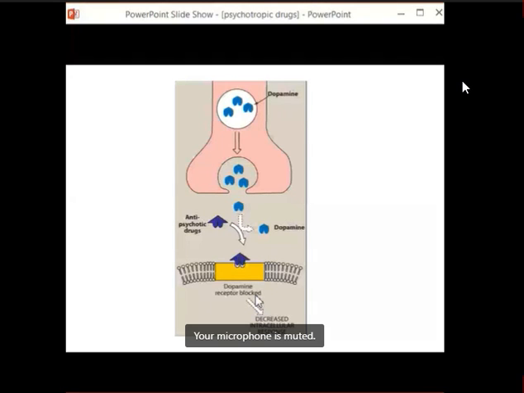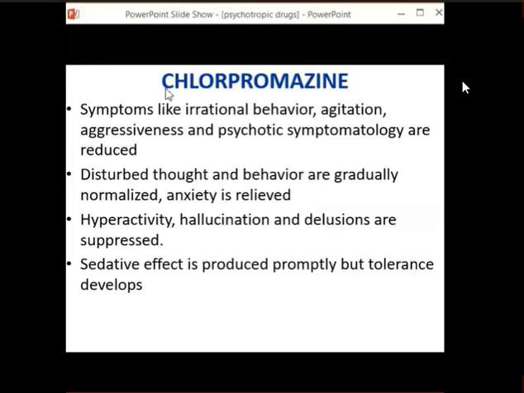So symptoms like irrational behavior, agitation, aggressiveness, and psychotic symptomology are decreased with chlorpromazine. Then disturbed thought and behavior are also gradually normalized. Anxiety is relieved. Then hyperactivity, hallucination, and delusions are also decreased. Then a sedative effect is produced, but there is a gradual development of tolerance to the sedative effect.